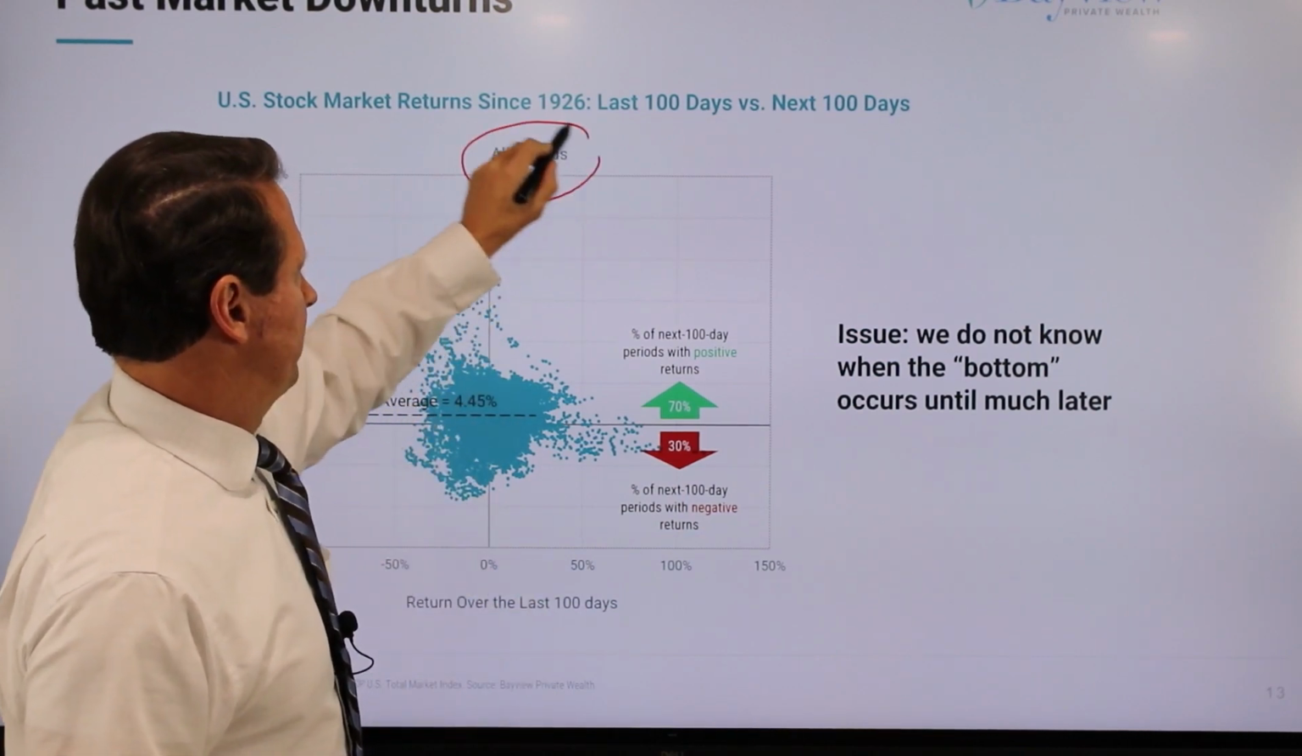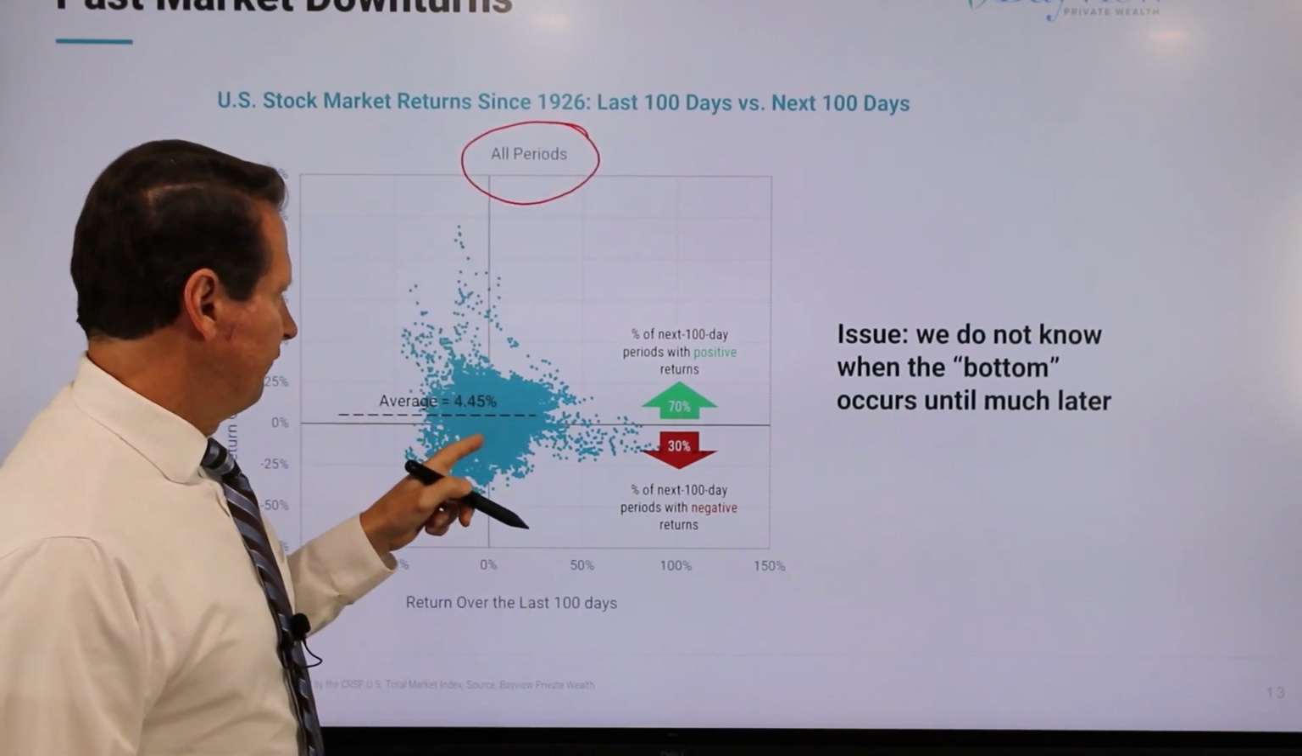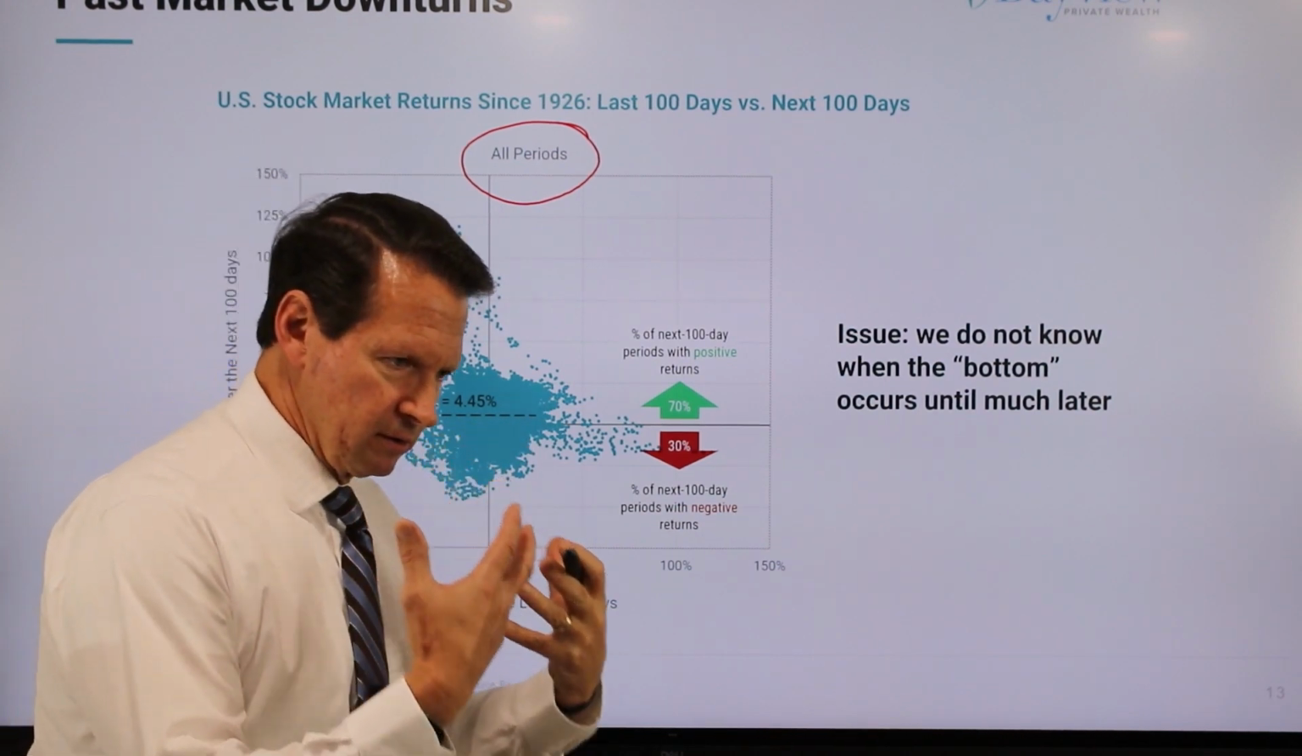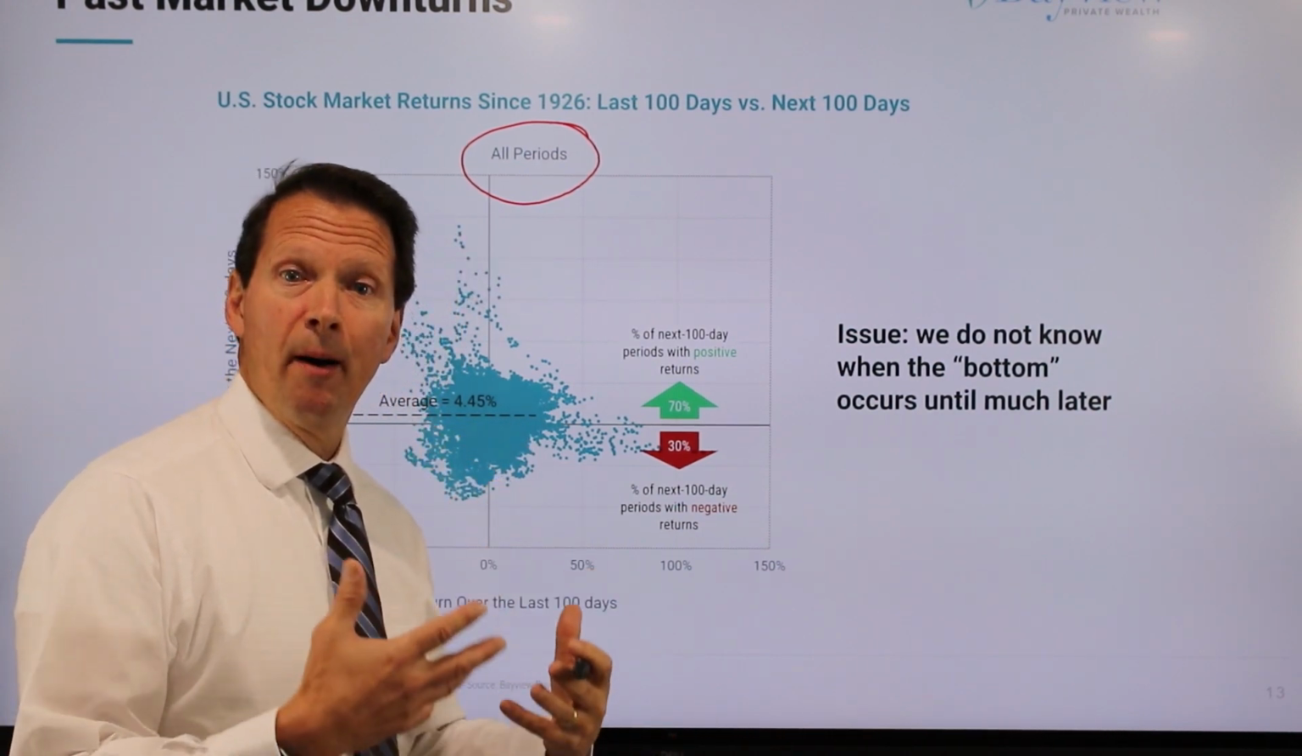So let's look at this. This is all periods now, right? If we take a look and we just say, what's the likelihood of the next 100 days being positive?